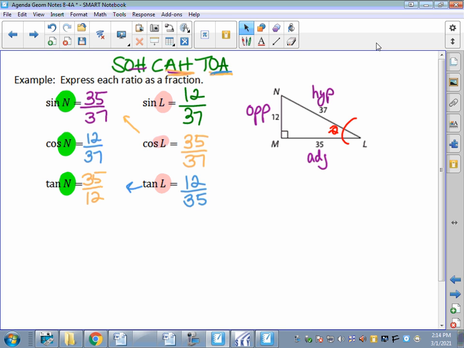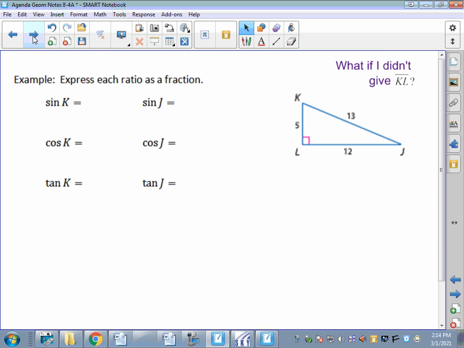So there are some problems I'm going to ask you to do, just understanding what's opposite, adjacent, hypotenuse, where they come from, and what angle you're looking at. Hopefully you're thinking to yourself so far, this is super easy. So this is the same problem. I don't think we need to go through this, but I put a little important question up here.